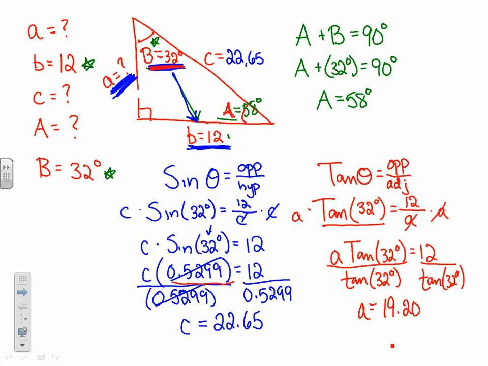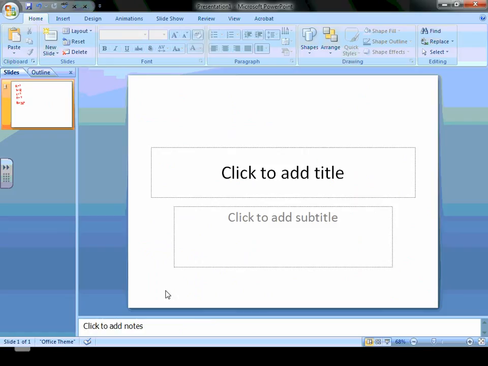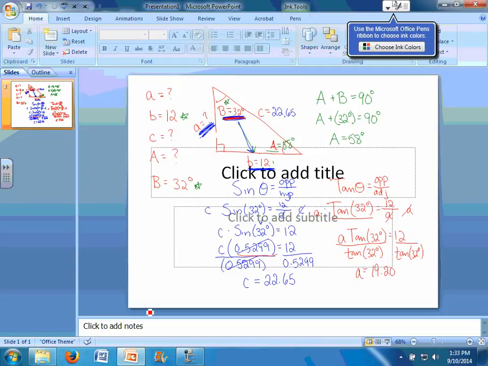We see that there are a lot of different options as we went. We didn't have to use tangent here at the end. We could have used the Pythagorean theorem, a squared plus b squared equals c squared. We could have even used angle A at some point, the 58 degrees, if we wanted to. It's just that this was the path that we chose to go through it. So this is solving a full triangle using sine, cosine, and tangent, and the Pythagorean theorem. All right, so this is our first example. I'm going to stop the video here.